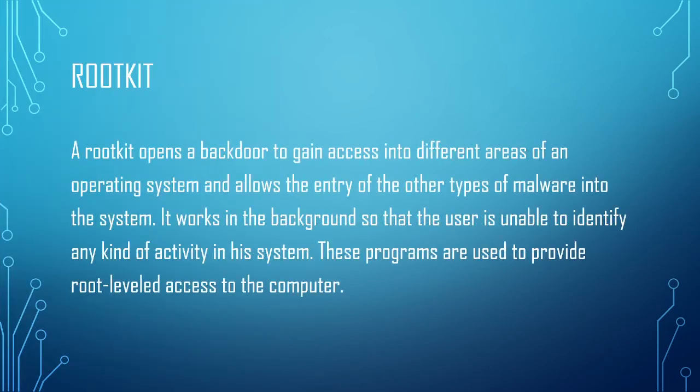Rootkit. A rootkit opens a backdoor to gain access into different areas of an operating system and allows the entry of other types of malware into the system. It works in the background so that the user is unable to identify any kind of activity in his system. These programs are used to provide root-level access to the computer.